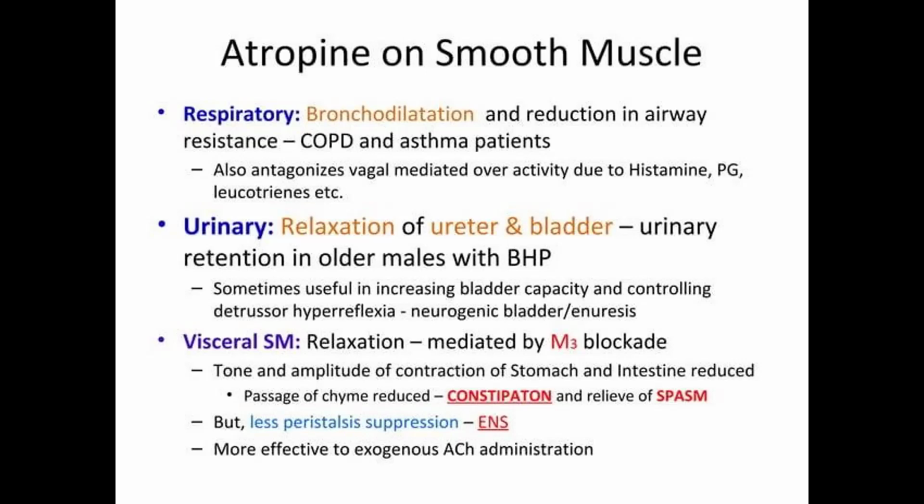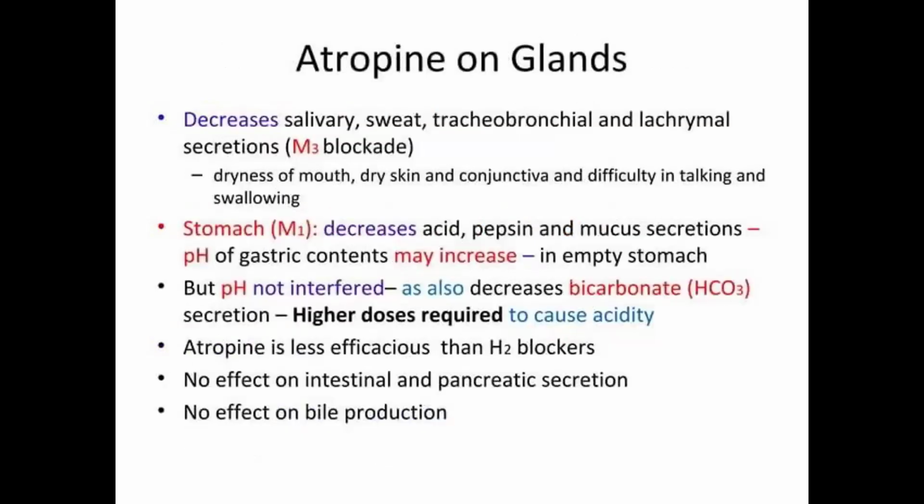Similarly, in visceral stimulation, there is a relaxation mediated by M3 blockade sometimes. So tone and amplitude of contraction of stomach and intestine are reduced because of M3 blockade. So there is a potential there for an antispasmodic. It also reduces the passage of chyme. It can cause constipation and also relief of spasms. But it has less peristalsis suppression. The enteric nervous system is more effective to exogenous acetylcholine administration.